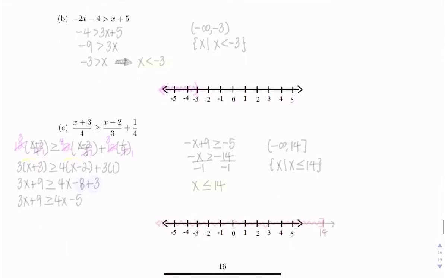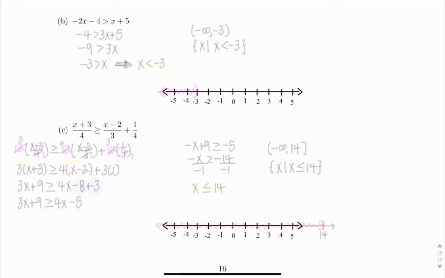Okay, so what we want to do is isolate the x on one side. I am going to add 2x to both sides. So I have negative 4 is greater than 3x plus 5. Let's try to get this x by itself. So we're going to subtract 5 from both sides. We have that negative 9 is greater than 3x.